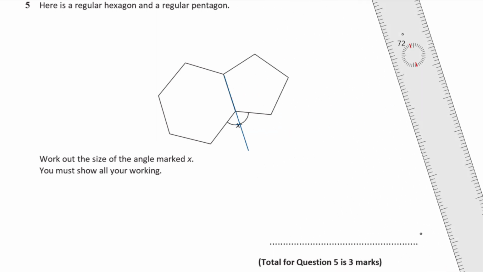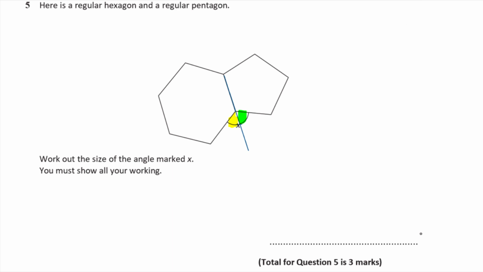Now, this part of X here is actually what we call the exterior angle of the hexagon, isn't it? And this part here is equivalent to the exterior angle of the pentagon. Now finding the exterior angles of polygons is really easy. All you've got to do is divide 360 by the number of sides. So the exterior angle of the hexagon, that is going to be 360 divided by 6, which is 60 degrees. So that means that bit there is 60 degrees.